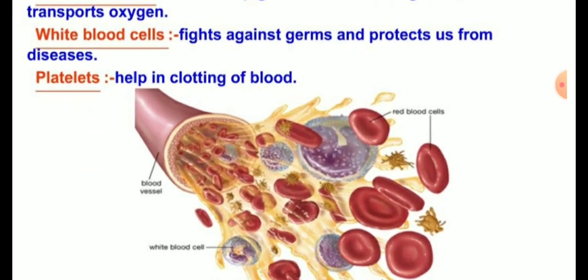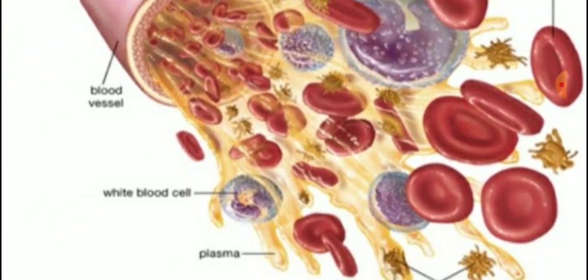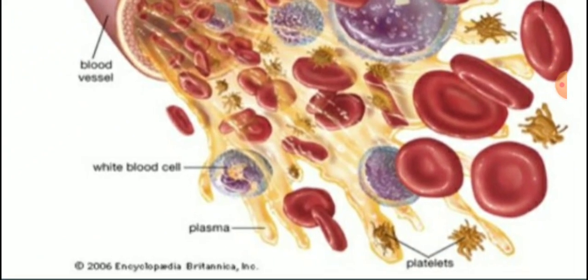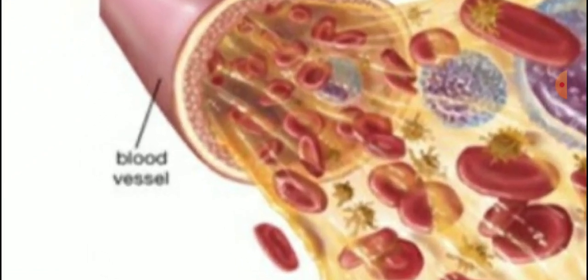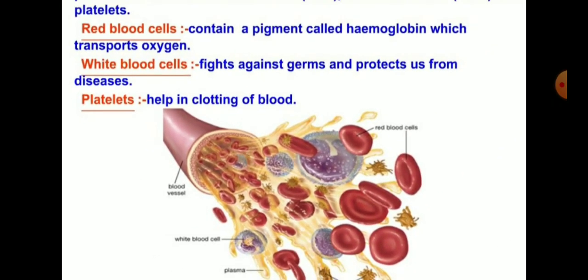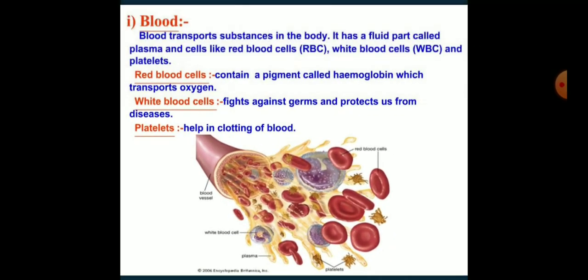This one is a red blood cell. All of you see the picture. This one is a white blood cell, purplish in color. Then this one is plasma. This one is a blood vessel. Okay, can you understand, students? Are you clear? This is the types of blood cells.